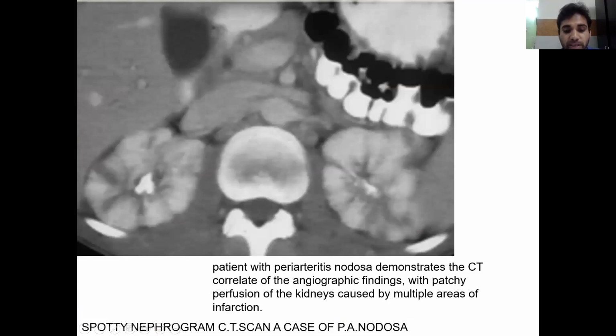Spotty nephrogram on CT scan in a case of polyarteritis nodosa. Patients with polyarteritis nodosa demonstrate the CT correlate of the angiographic findings, with patchy perfusion of the kidneys caused by multiple areas of infarction. You can see here.